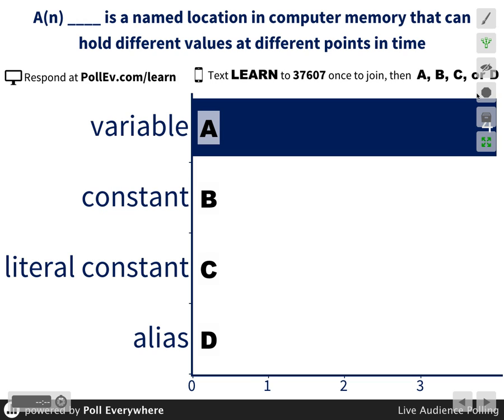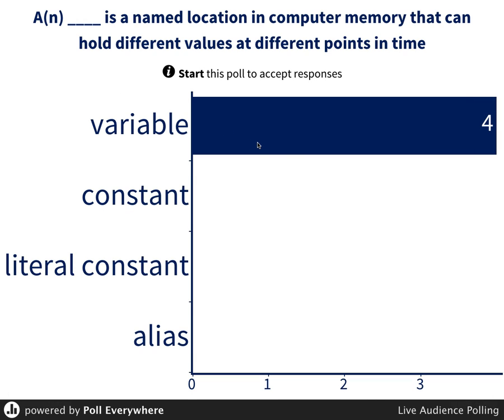So it's correct. A variable is a named location in computer memory that can hold different values at different points in time. So that's the key thing here. When we talk variable, it holds different values. We can change the variable. That's why it's called variable, because it varies, right? A constant isn't like that at all. It's something that cannot change. Is that the first question? It is.